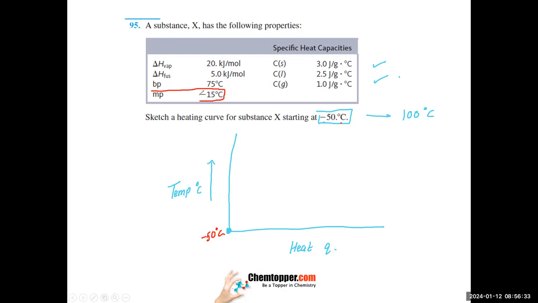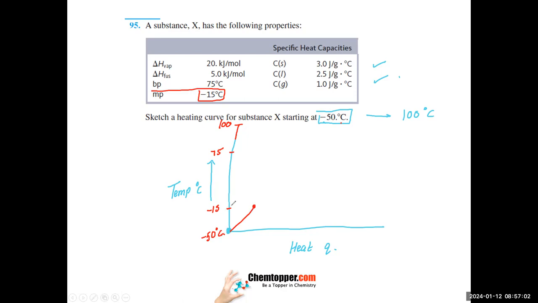So I'm going to mark these points. Let's say this is minus 15. Let's say this is 75. And let's say this is the final 100. It is solid. So minus 50 to 15, the state is solid. So temperature will go up. The graph will appear like this. Agreed, children?